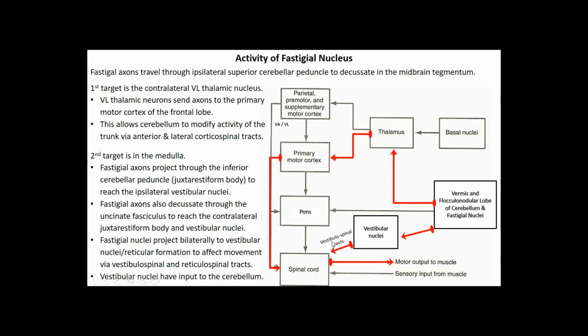And so that's happening. But one thing I want to draw attention to is that these outputs to the vestibular nuclei going through the juxtarestiform body are ipsilateral, but we have the same nuclei going through a little structure called the uncinate fasciculus to reach the other side as well.